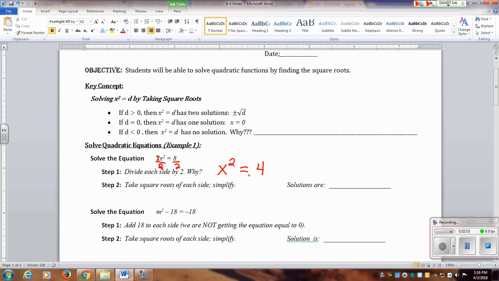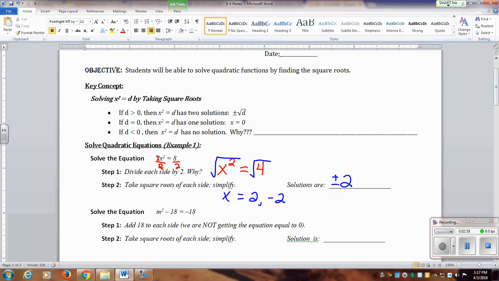Now I have it in the form of x squared equals d, where my d is 4. So now I'm going to take the square roots of both sides: the square root of x squared and the square root of 4. The square root of x squared is just x, and the square root of 4 is positive 2 and negative 2. So my solutions are this, and you can write it as plus or minus 2. There's how we do it. That's exactly how simple this is.